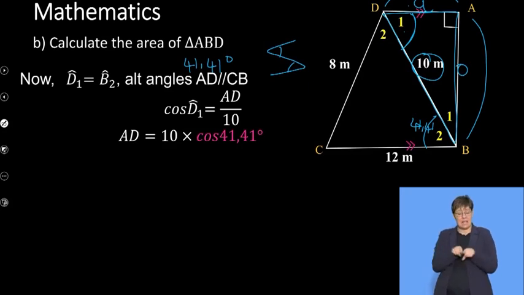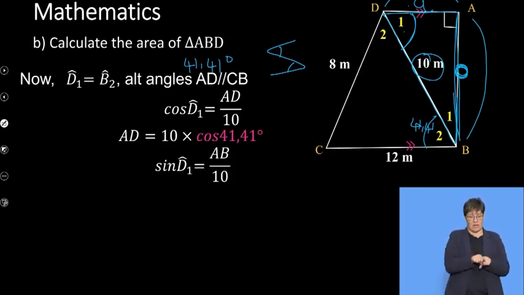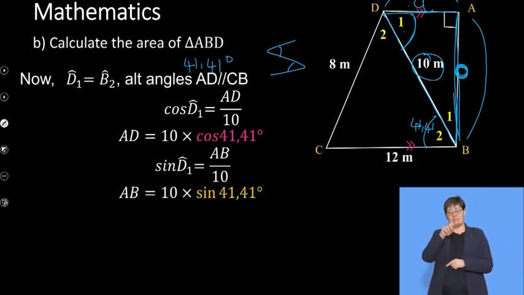And similarly, we're going to find the length of AB using sine. AB is the opposite side. So we're going to say sine of D1 is equal to AB over 10. Rearranging this, AB is equal to 10 times sine of 41,41.